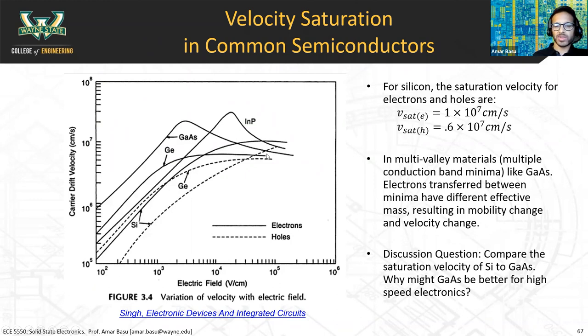But once you get to a certain saturation velocity, then things change. It flattens out in some cases. And in some what's called multi-valley materials like gallium arsenide, you can have this weird effect where the mobility peaks at a certain electric field and then it goes down like this. Okay, we're not going to go into the details of why that is, but just know that it's there. For silicon, you can remember these two, write them down in your notes. The saturation velocity for electrons is 1 times 10 to the 7th centimeters per second. For holes it is 0.6 times 10 to the 7th.